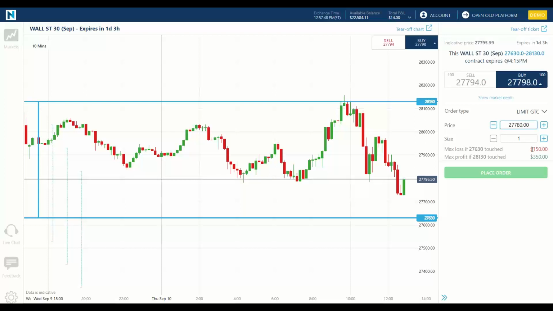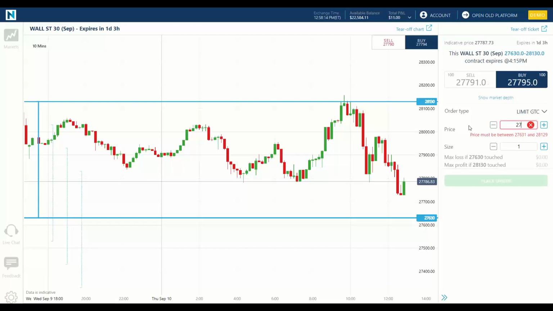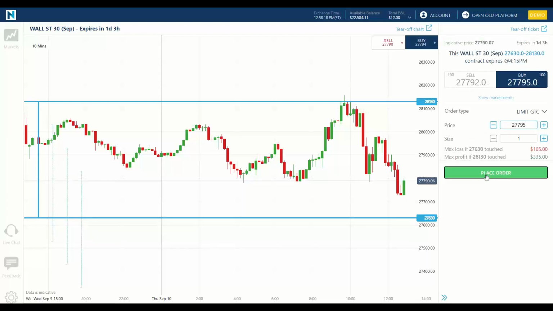On the flip side, I could also try to take a partial profit. Okay? I don't have to wait for it to get up to 28,130 for me to get out. I mean, this has already started to go in my favor. Let's just say I wanted to make a quick $10 or $15. I could say, you know what? I'd sell it at 27,795. Okay? And I can place my order.